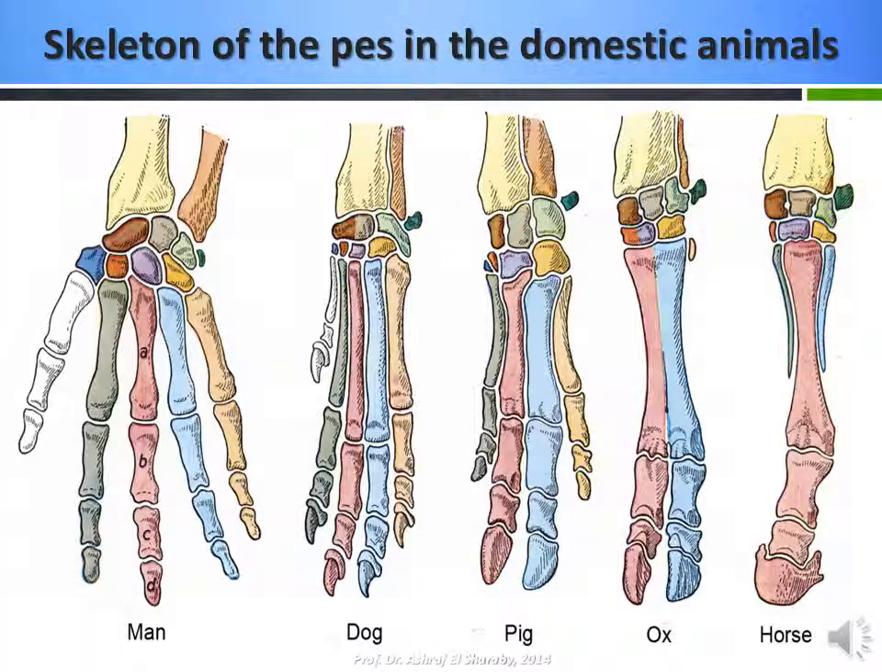Skeleton of the pes in the domestic animals. The skeleton of the pes includes the tarsal bones, metatarsal bones, and the digits. While we were studying the thoracic limb, we mentioned how we can differentiate between the metatarsal bones and the metacarpal bones. Please refer to this part again. On the other hand, the digit components are quite similar in the two limbs.